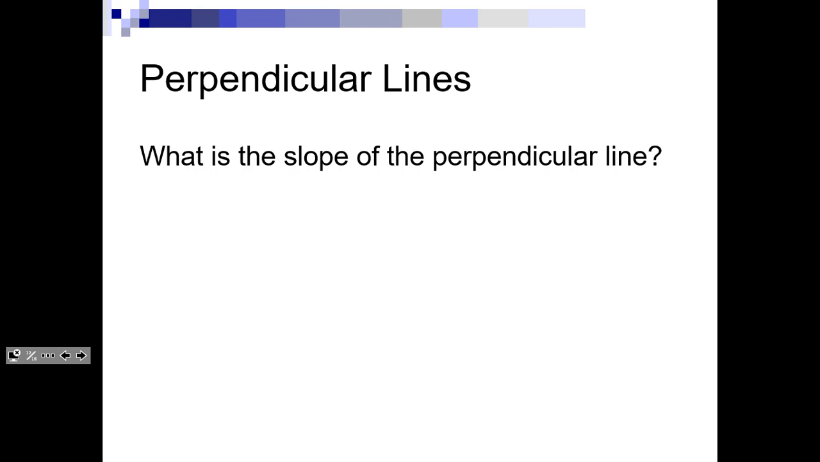So what is the slope of the perpendicular line of y equals 2 over 5 x minus 8? For right now, we are just going to be looking at the slope. The slope of a perpendicular line, we would take that 2 over 5, and we would flip it and reverse it. So we get -5 over 2.